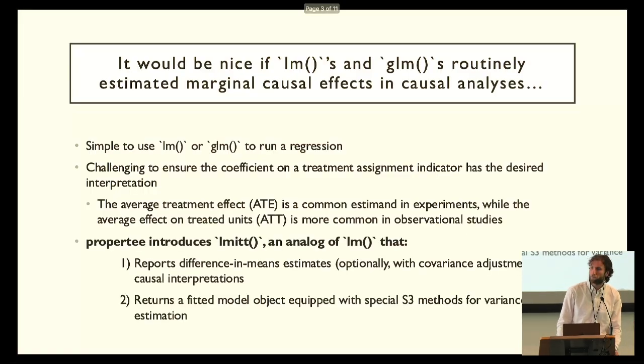So what the propertee package does is it introduces this function lmitt, ITT being short for intent-to-treat effect, and it adapts the familiar LM and GLM interface to incorporate study design information and produce estimates of causal estimands that analysts are looking for.